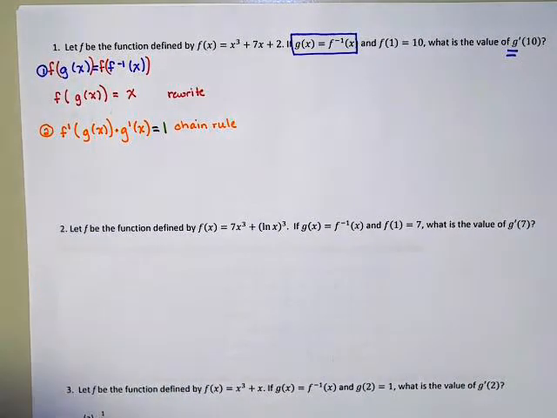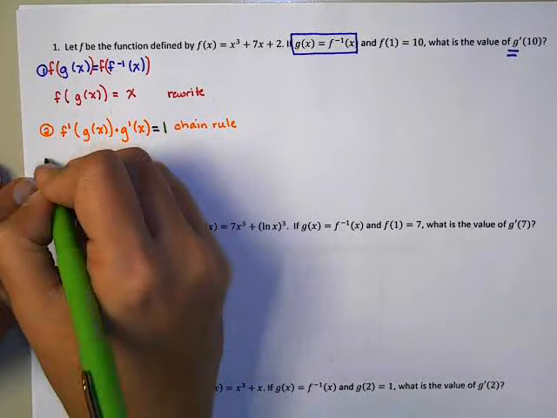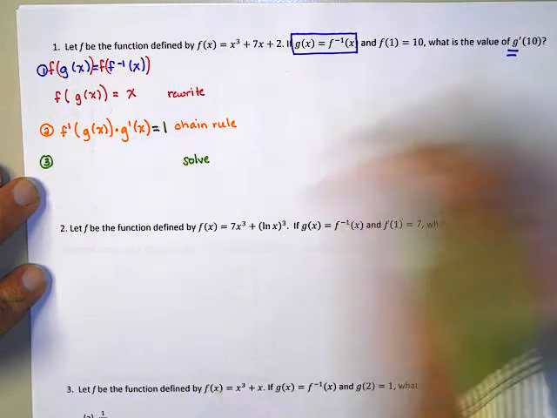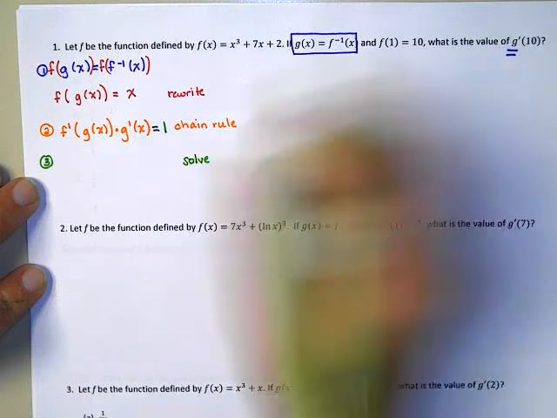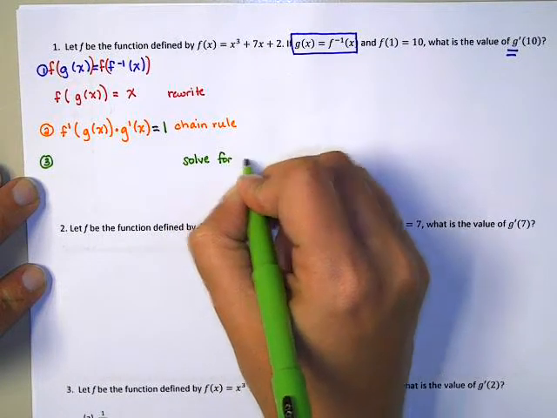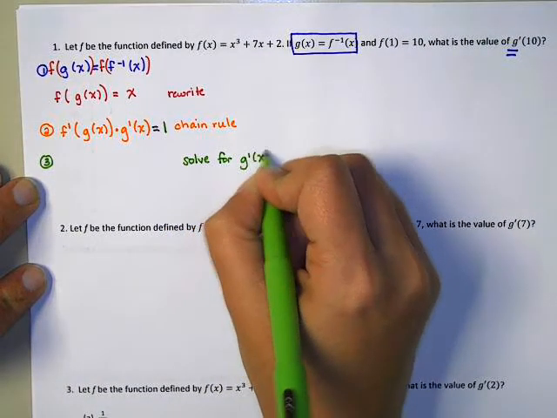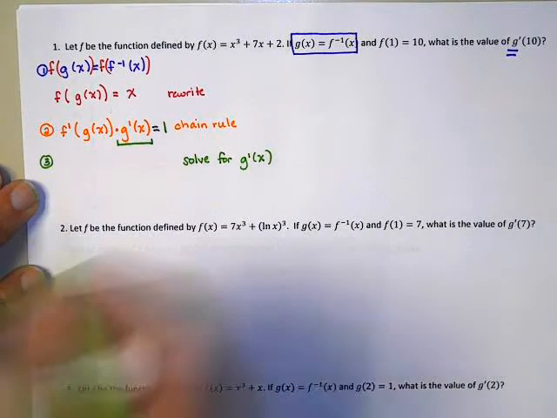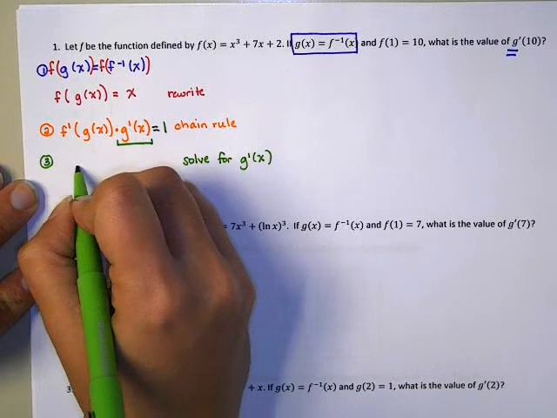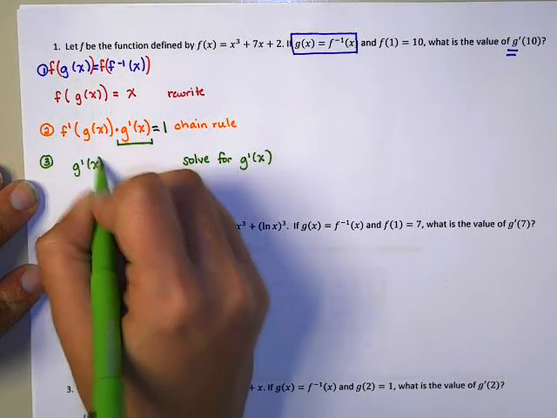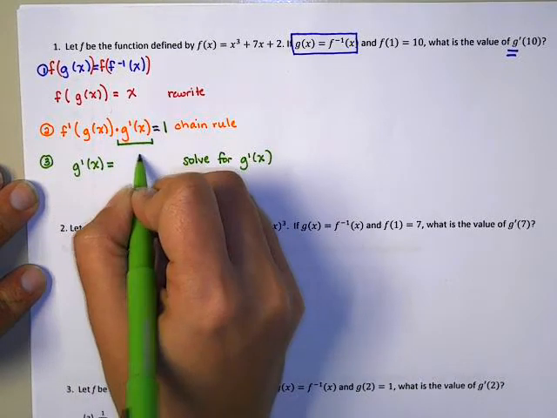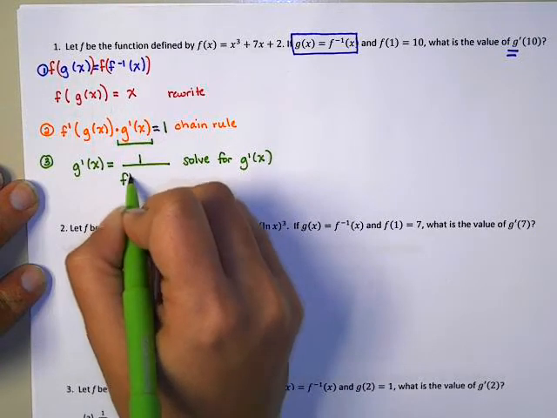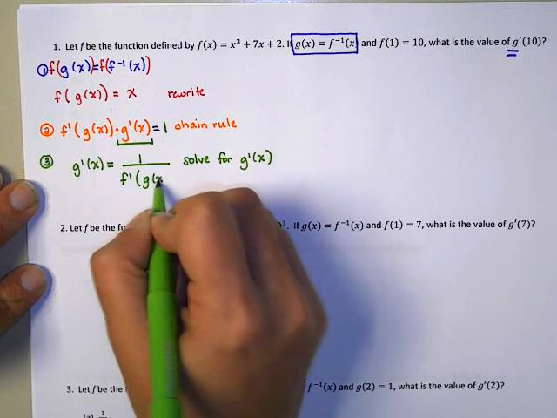Now I'm going to solve for my desired derivative. In this case, I'm going to solve for g prime, because that's what I'm trying to figure out in this problem. And g prime of x is right here. So I'm going to have g prime of x equals 1 over the derivative of f of g of x.